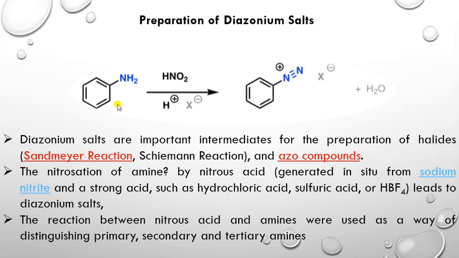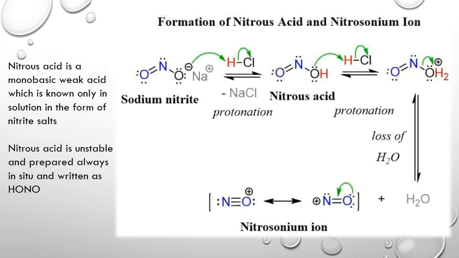So the starting material is amine, and the reagent we will use is called nitrous acid. At the beginning, let's explain how we prepare and use nitrous acid, and talk about some properties of this acid.